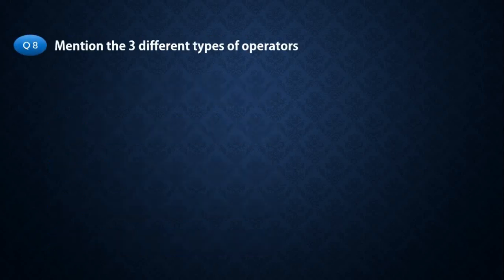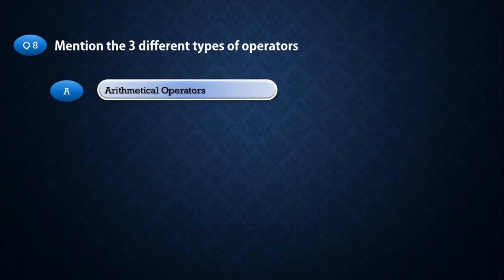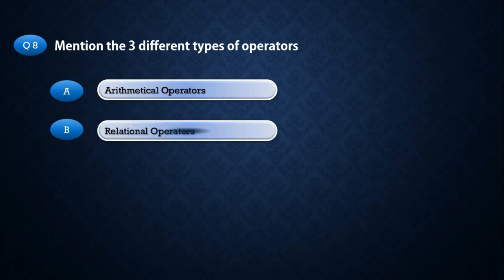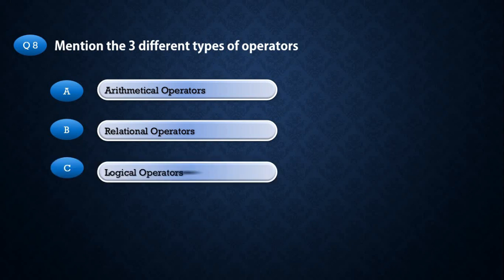8th one, mention the 3 different types of operators. So we have arithmetic operators which are used to perform addition, subtraction, multiplication and division, and we have relational operators which are used to compare 2 or more numbers. Next, coming to logical operators, we have 3 logical operators: and, or and not. So the 3 different types of operators are arithmetic operators, relational operators and logical operators.